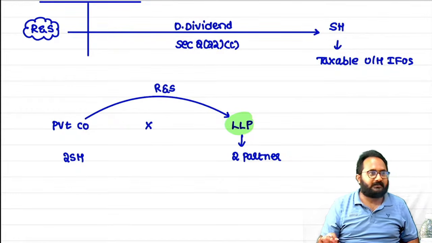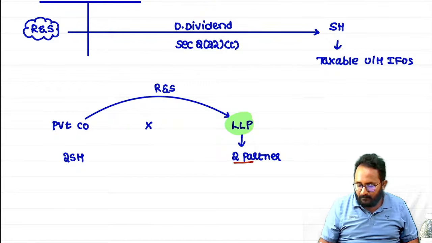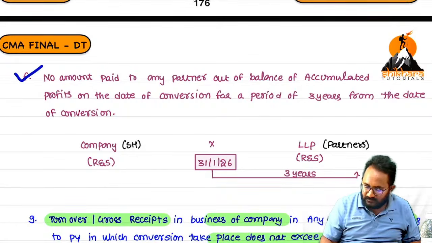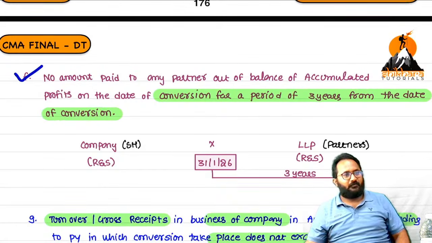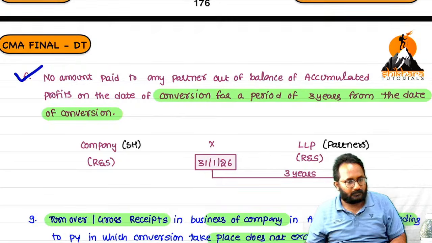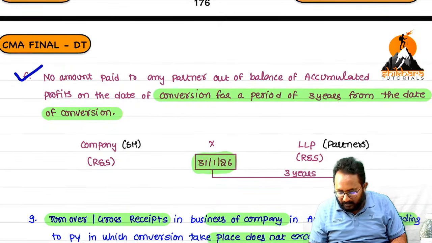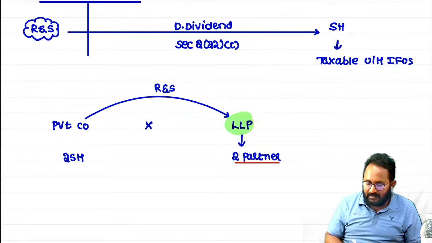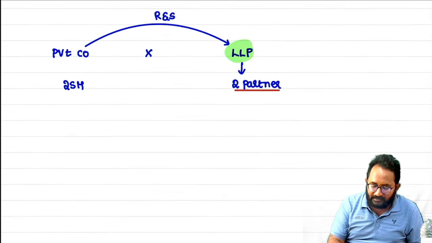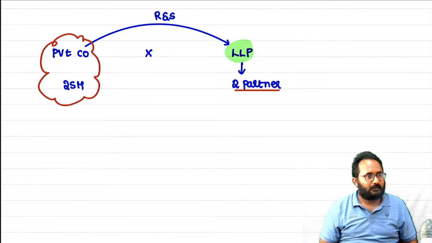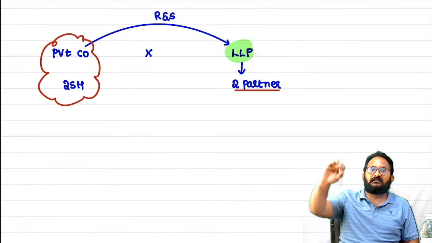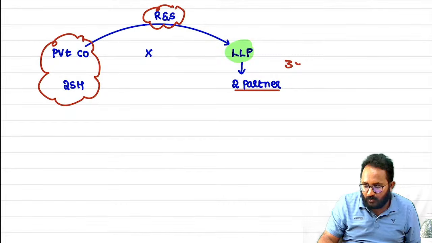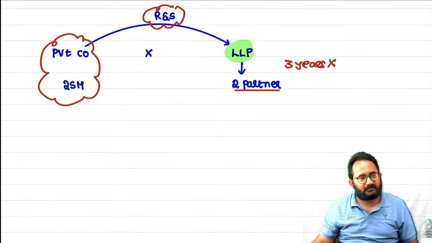Now, don't distribute the reserves and surplus to the partners for how many years? 3 years. They are clearly saying that if any reserves and surplus you got, from that conversion date, for 3 years, don't distribute. If you distribute, that condition is violated. Clearly they are saying, if you want to take the capital gain exemption, there is one more condition. What is that? Reserves and surplus, if you took from the company, don't distribute to the shareholders for how many years? 3 years.